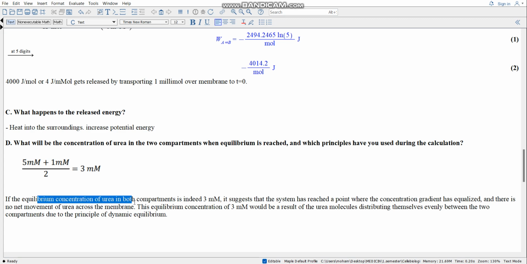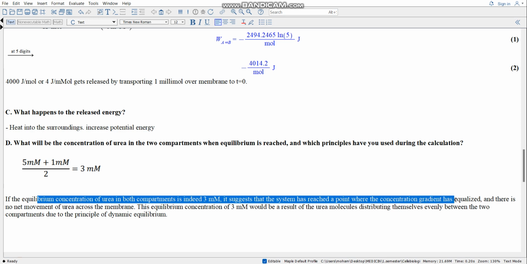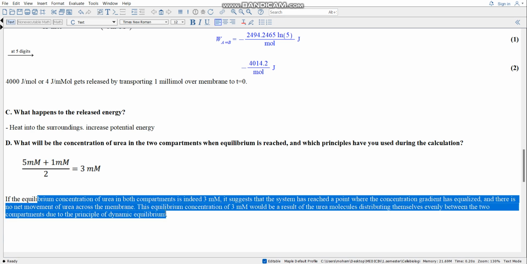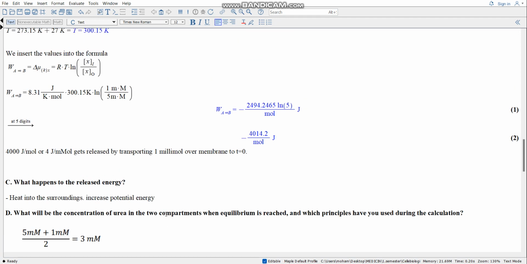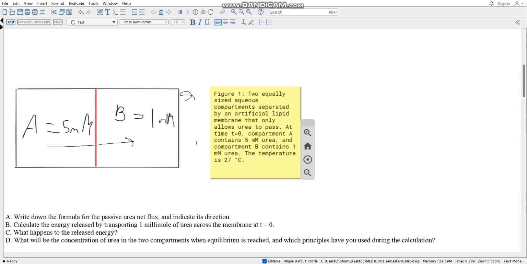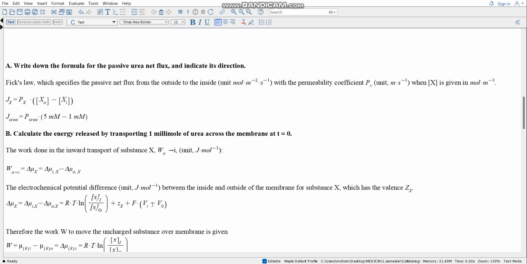So if the equilibrium concentration of urea in both compartments is 3, it suggests that the system has reached a point where the concentration gradient has equalized and there is no net movement of urea across the membrane. Okay? And the principle they probably want me to mention is the principle of conservation of mass, right? So in equilibrium, 3 millimoles in compartment A and 3 millimoles in compartment B.